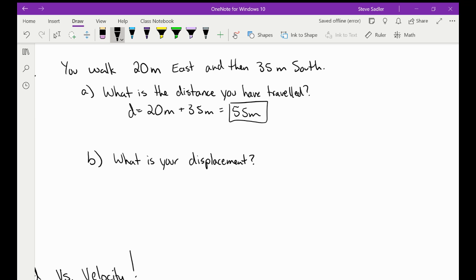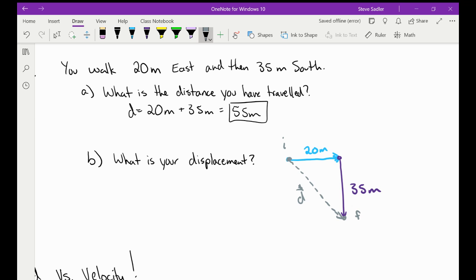What is your displacement? It's going to be nice to have a picture for this one. So let's start here and you walk 20 meters that way, and then you walk 35 meters south. And we know that your displacement from initial to final is going to look something like that. So this is your displacement.